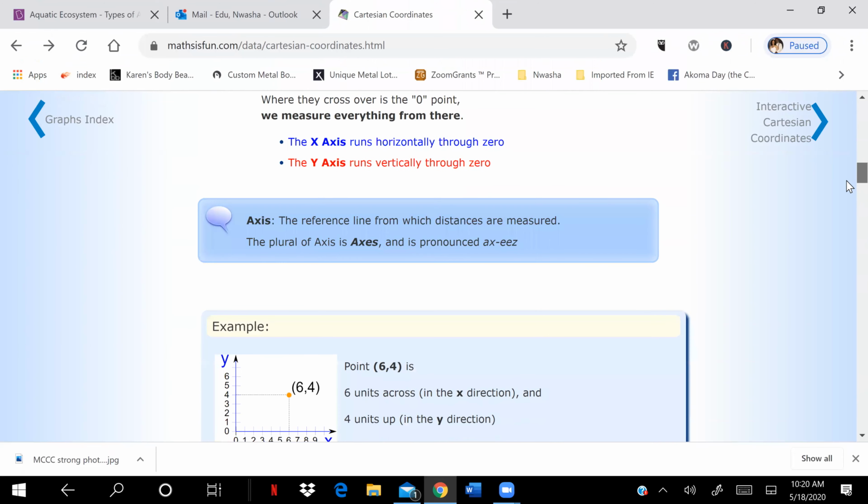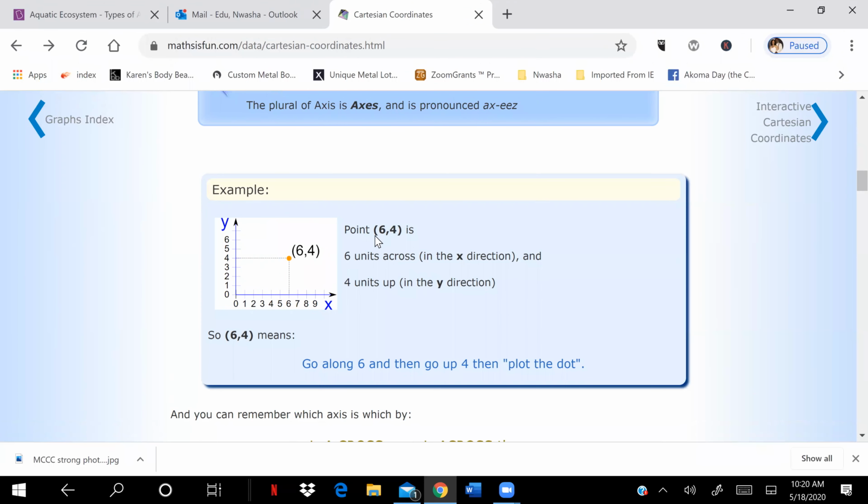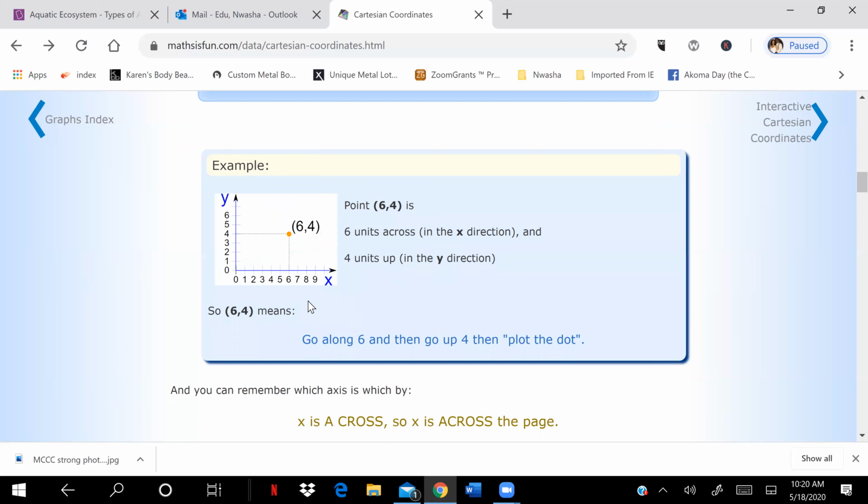So coming down a little bit more, they're just reminding you again with a new point. 6,4 is 6 across and up 4. And a lot of times you see these kinds of graphs. I think we talked about it because you definitely see this in social studies, in some economic charts. You may see it in science or even reading, depending on what they're talking about.